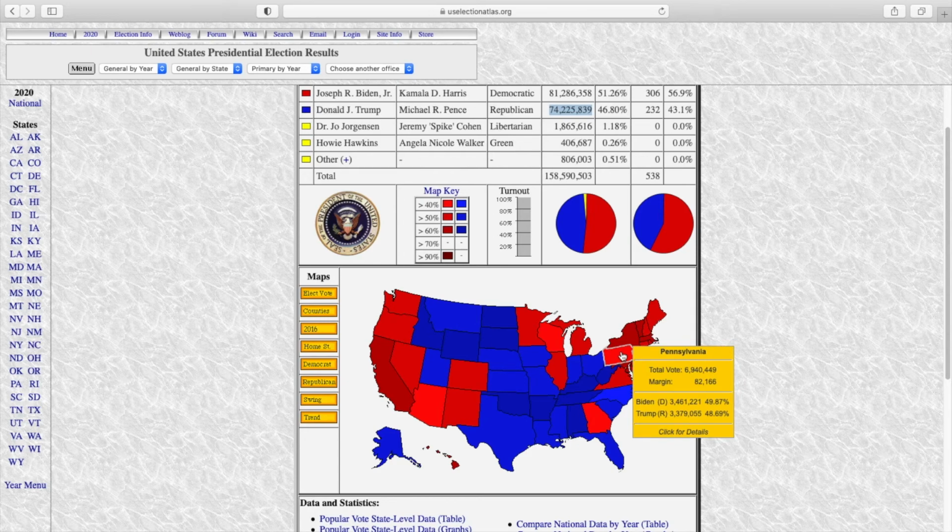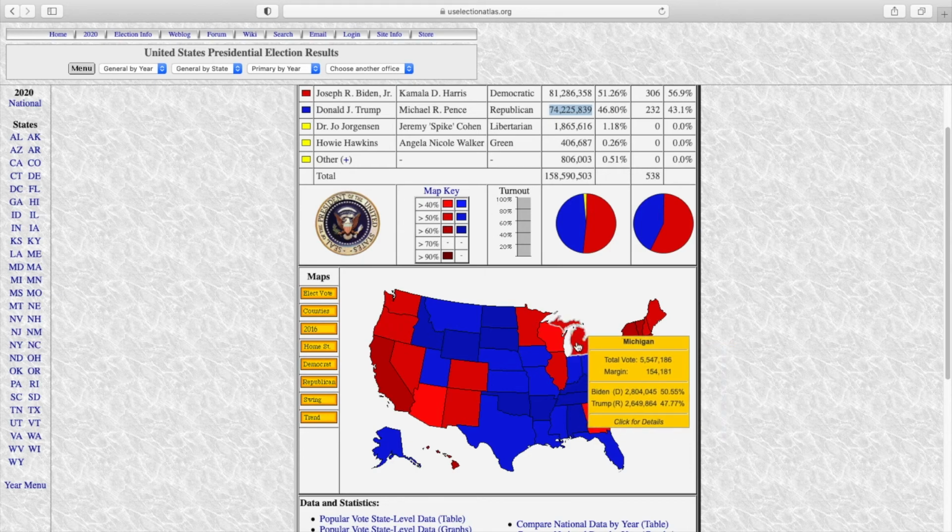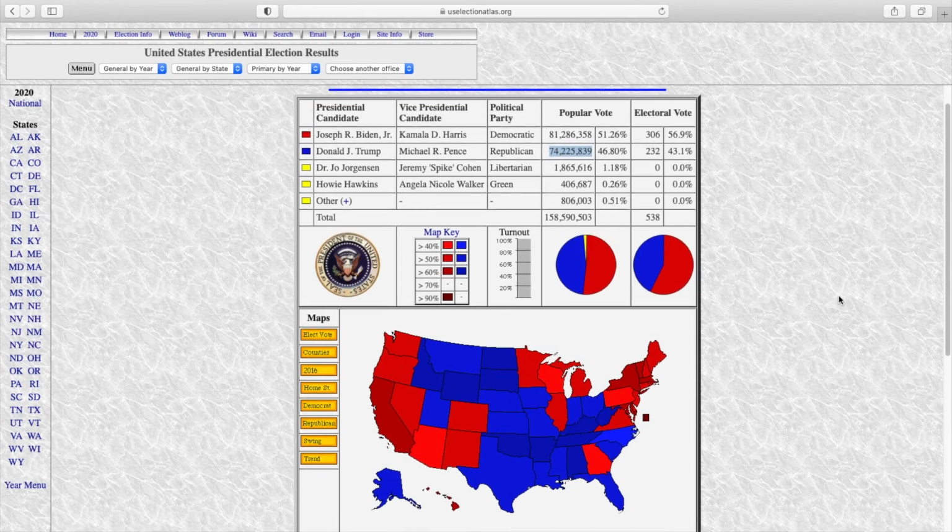In Pennsylvania, it really wasn't that close. There was a 90,000 vote difference. In Michigan, there was over 100,000 vote difference, so that really wasn't close. And in Wisconsin, there was a difference of about 20,000 votes. So if you add all those up, a few 100,000 votes could have shifted the election, which is actually kind of concerning if you look at the fact that across the country, Joe Biden beat Donald Trump by 7 million plus votes.